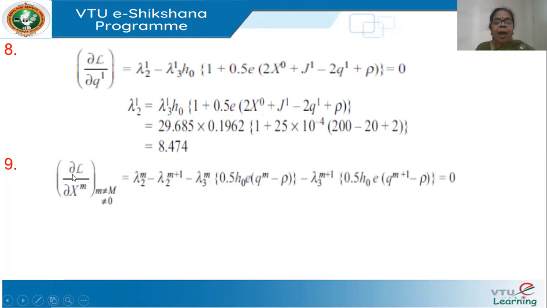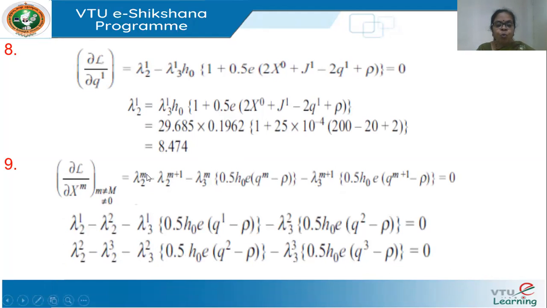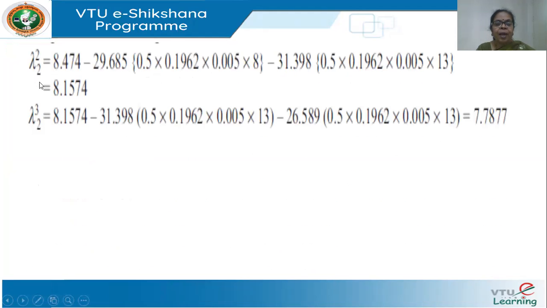Next, I have dou L by dou Xm for all the intervals. I need to calculate lambda 2 in the next two subintervals, 2 and 3, so I use this equation. You see here, lambda 2 of 1 minus lambda 2 of 2 minus lambda 3 of 1 will give me the relation. So I write two equations, and solving them I get lambda 2 of 2 and lambda 2 of 3. So now I have computed the Lagrange multipliers for all the subintervals. Clear?